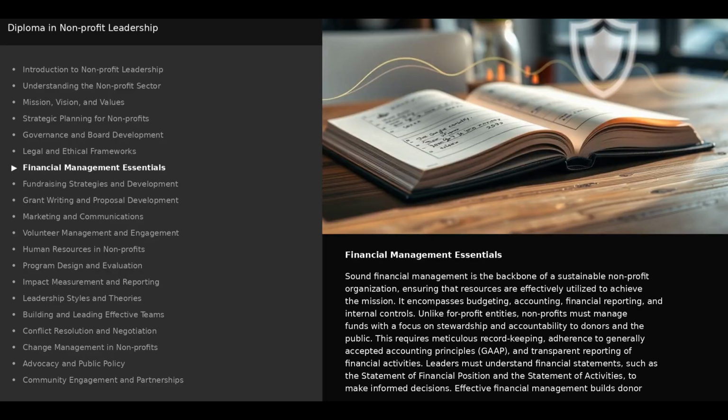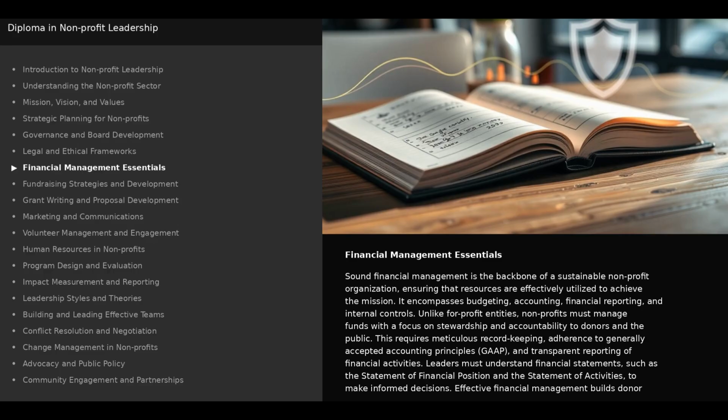Financial management essentials. Sound financial management is the backbone of a sustainable nonprofit organization, ensuring that resources are effectively utilized to achieve the mission. It encompasses budgeting, accounting, financial reporting, and internal controls. Unlike for-profit entities, nonprofits must manage funds with a focus on stewardship and accountability to donors and the public.